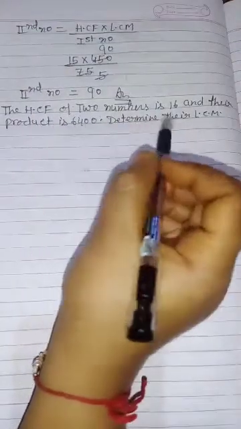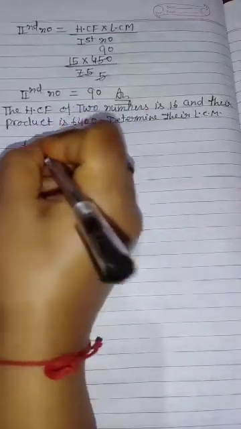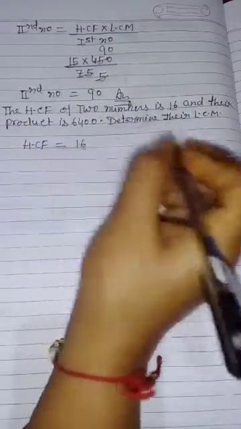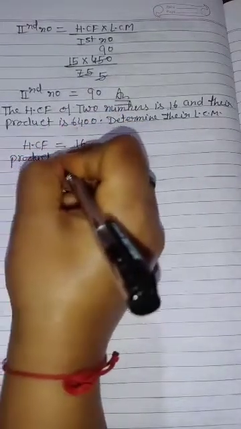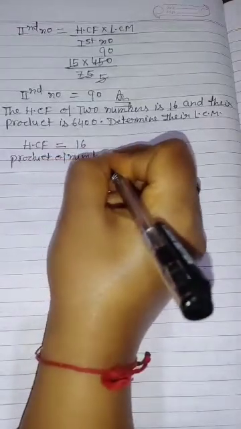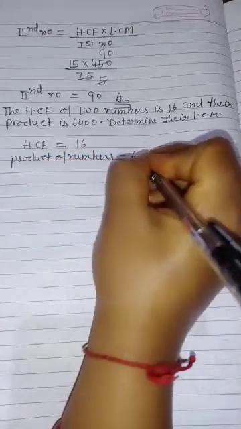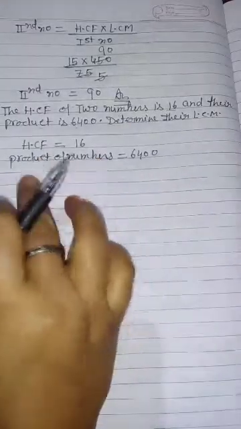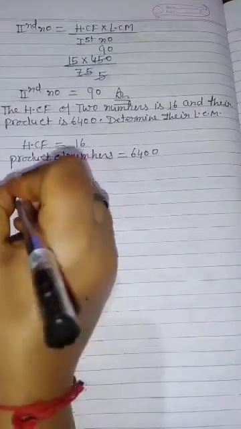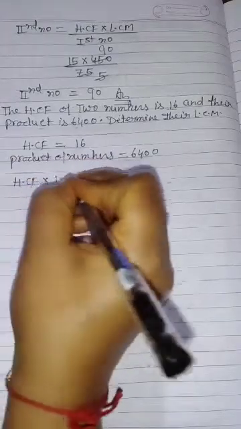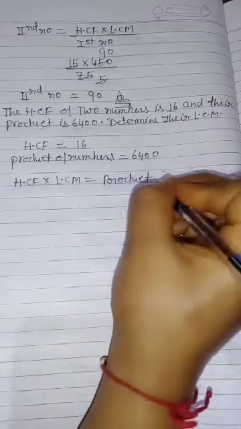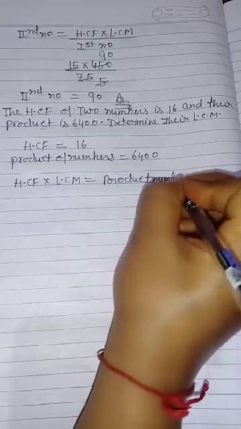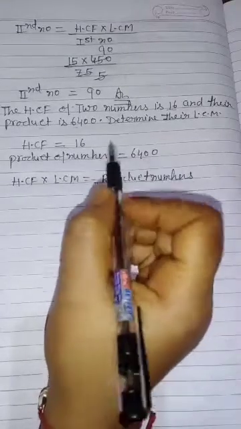Okay. See, now the next one. The HCF of two numbers is 16. What is given? HCF is equal to 16. And the product is, okay, product of numbers. I taught you that product of numbers means the multiplication of first number and second number. Okay, so we will now write that in this case. So what will we write? HCF into LCM is equal to product of numbers. Previously we were writing first number into second number. So in this case we will write product of numbers. HCF is given as how much?